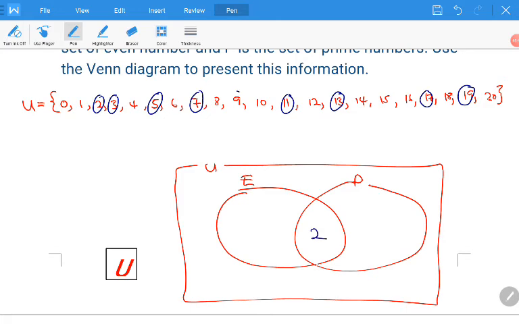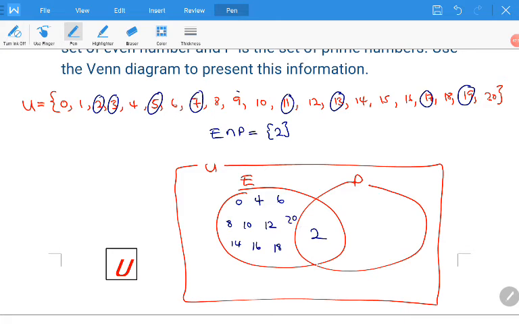So I'm going to put 2 in the intersection, because the intersection of even numbers and prime numbers is a singleton, a set which only contains 2 as an element. So the other even numbers that I have are 0, 4, 6, 8, 10, 12, 14, 16, 18, and 20.